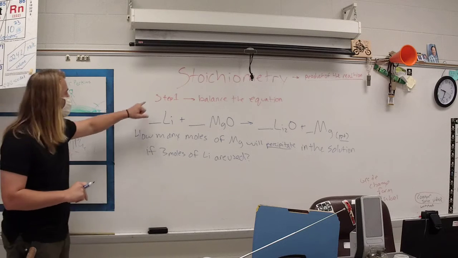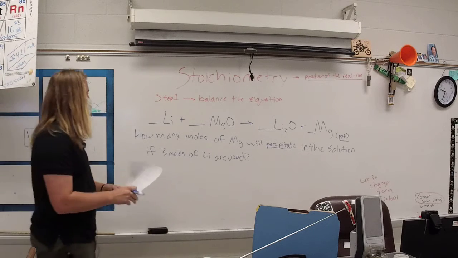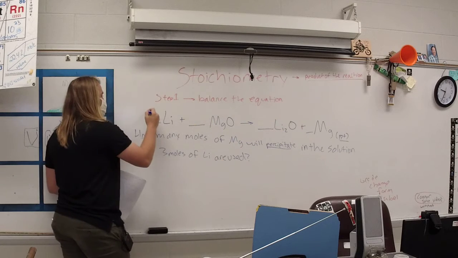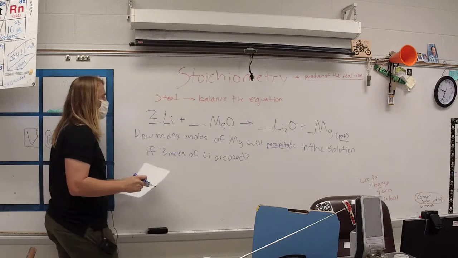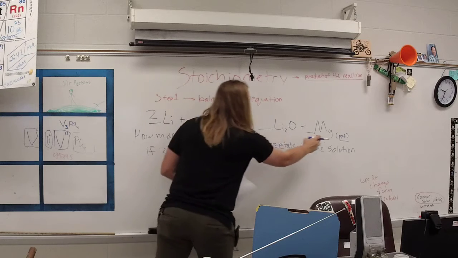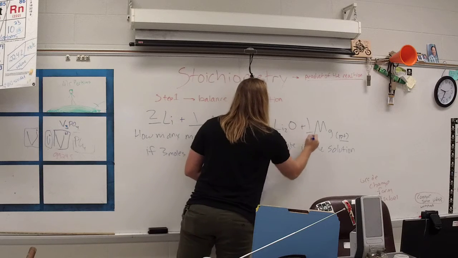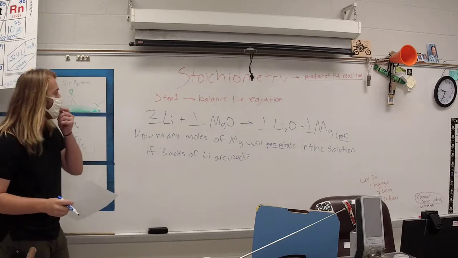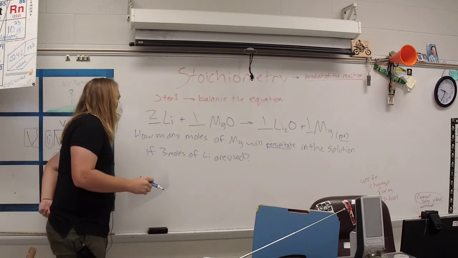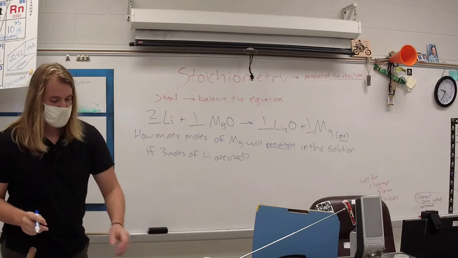First, step 1, we've got to balance the equation. Let's do that real quick. We have 1 lithium here and 2 lithium there, so we have to write a 2 right here to balance that out. Okay, that's good. Now let's look at our magnesium. We have 1 here, 1 here, 1 oxygen, 1 oxygen. Very simply, 2, 1, 1, 1. Now we just solve this problem. How many moles of magnesium will precipitate in the solution if 3 moles of lithium are used?